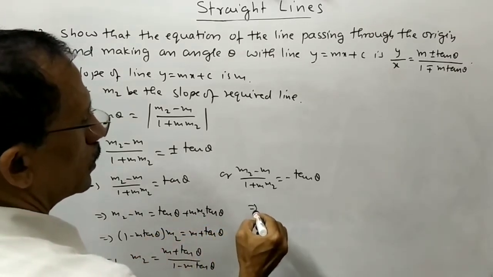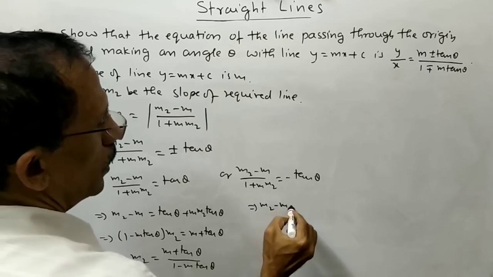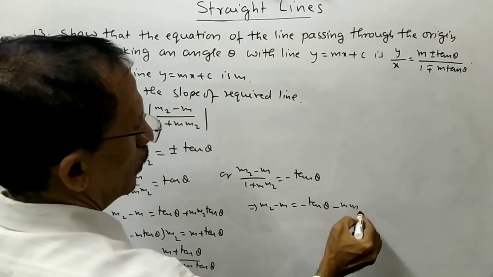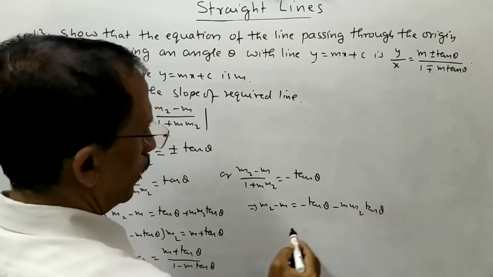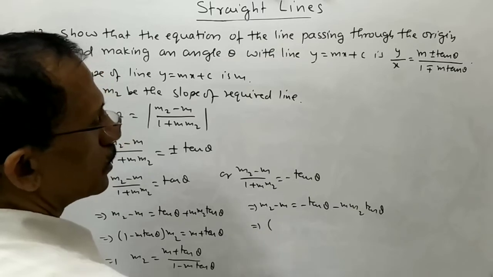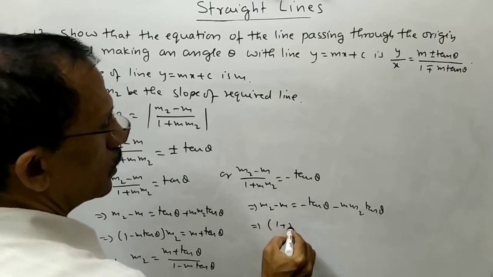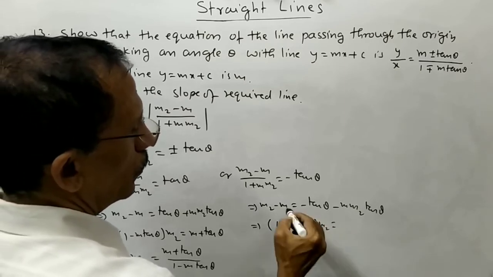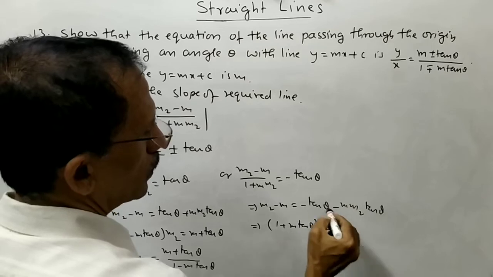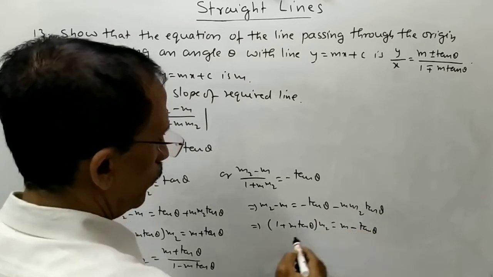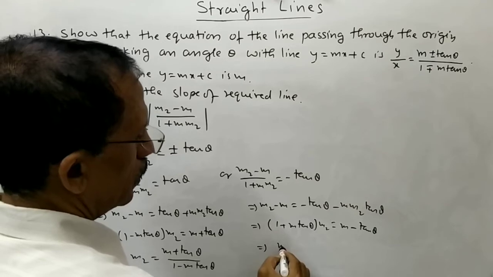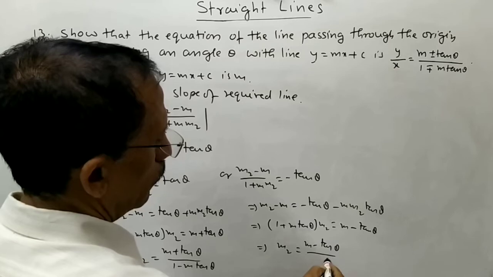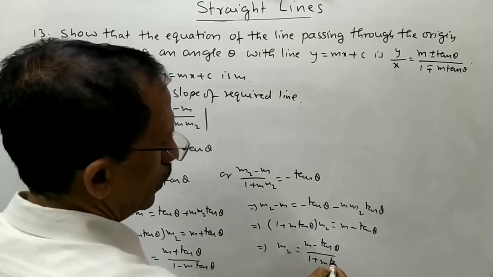Let us simplify this second equation. This implies m2 minus m is equal to minus tan theta minus m m2 tan theta. Implies 1 plus m tan theta into m2 is equal to m minus tan theta. Implies m2 is equal to m minus tan theta divided by 1 plus m tan theta.